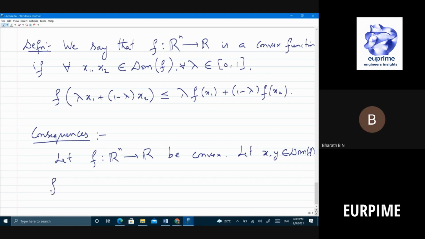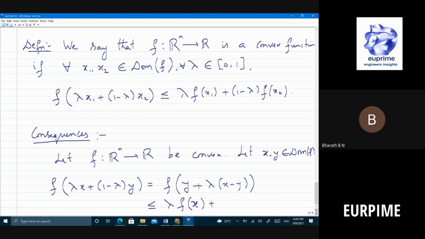So f of, I'll take this, okay, I'll write it as is. This is the convex combination, right? But what is this? This is f of y plus, because y gets multiplied by 1, you get y plus lambda times x minus y. Do you agree with this? Right? By convexity, what do we have? This is less than or equal to lambda times f of x plus 1 minus lambda times f of y, right? You agree with this?